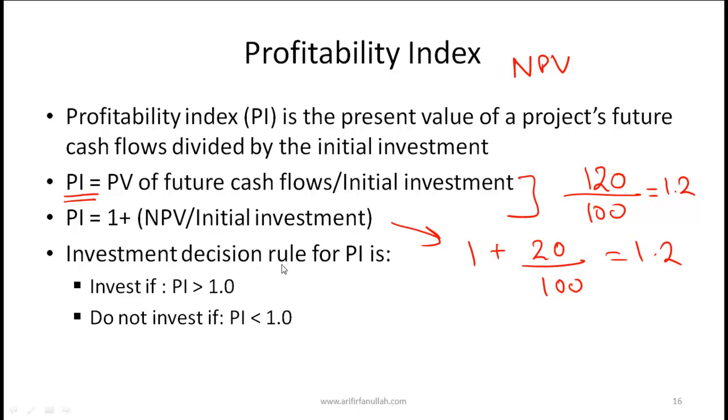And as is again fairly obvious, you invest in projects where the profitability index is greater than 1, and you reject projects with a profitability index less than 1. So again, invest if the profitability index is greater than 1, reject if it is less than 1.